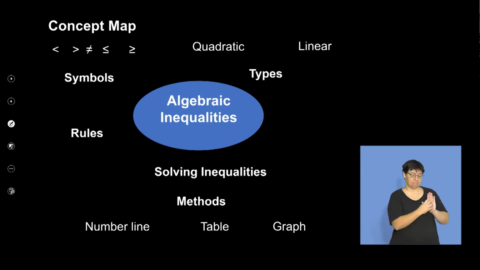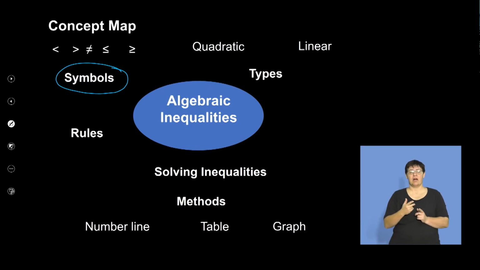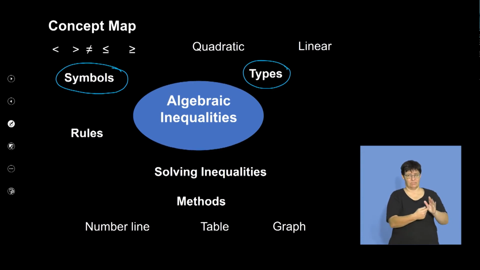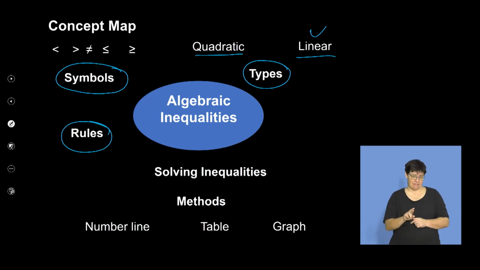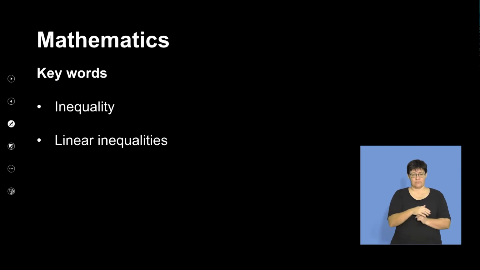Our map for this lesson: we're looking at algebraic inequalities. There are symbols that represent inequalities, and there are types of inequalities, the quadratic and the linear, but we're going to start with the linear first. There are some rules that we need to adhere to when solving inequalities, and there are 3 methods that we normally employ, and you can always choose whichever one works best for you.